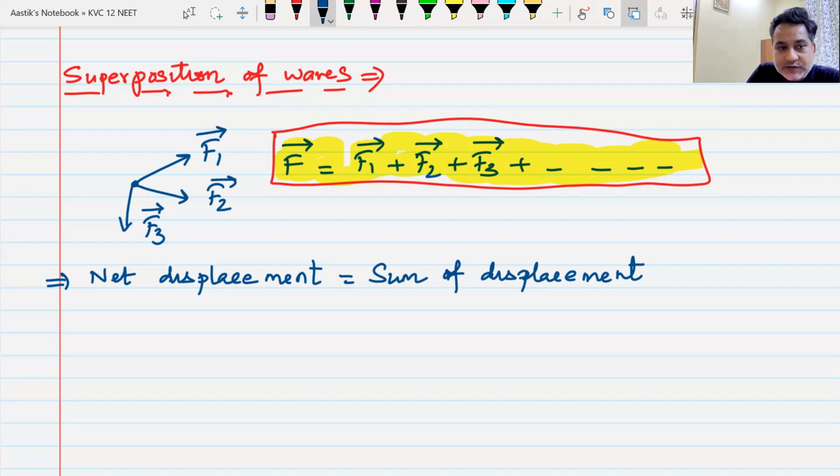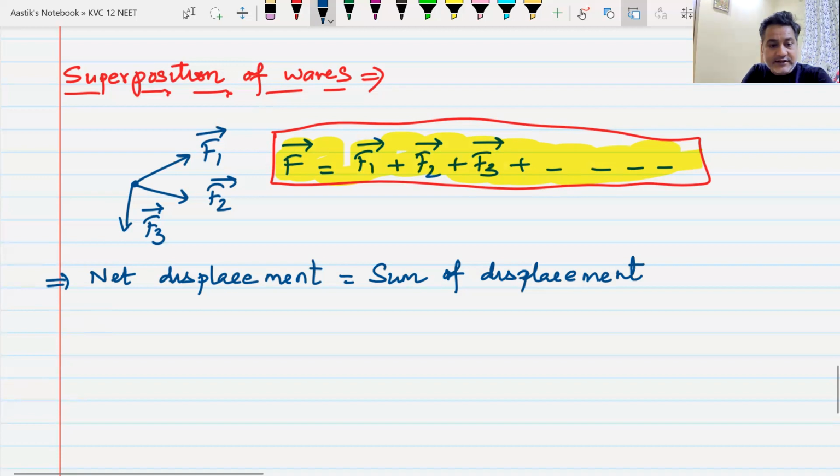What do you understand by superposition of waves? If in a medium one or more than one waves are traveling, the resultant displacement is the sum of displacement produced by all the waves put together. This principle is known as the principle of superposition. Do we understand this?